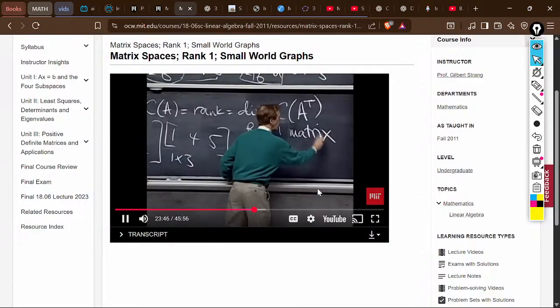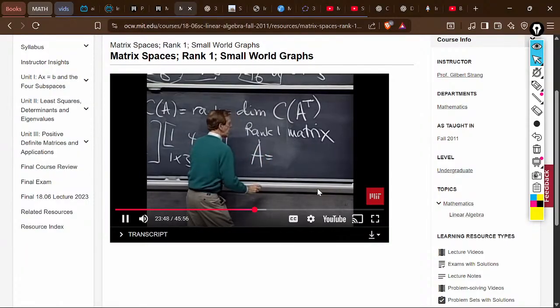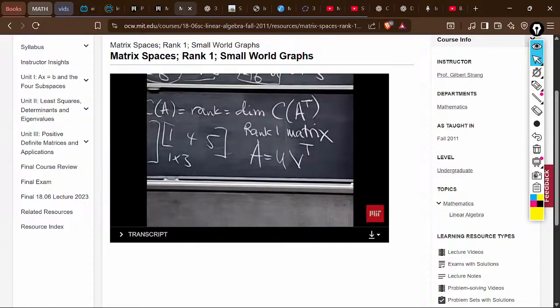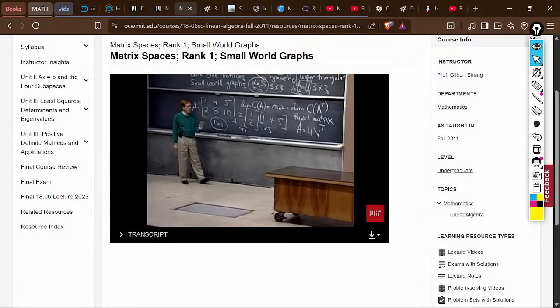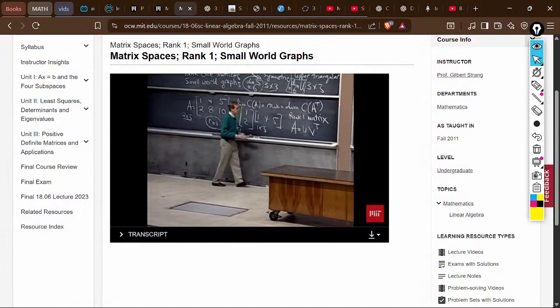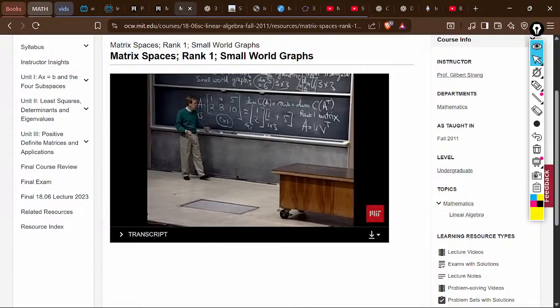Honestly, man. Every rank 1 matrix has the form some column times some row. So u is a column vector, v is a column vector, but I make it into a row by putting in v transpose. So that's the complete picture of a rank 1 matrix.